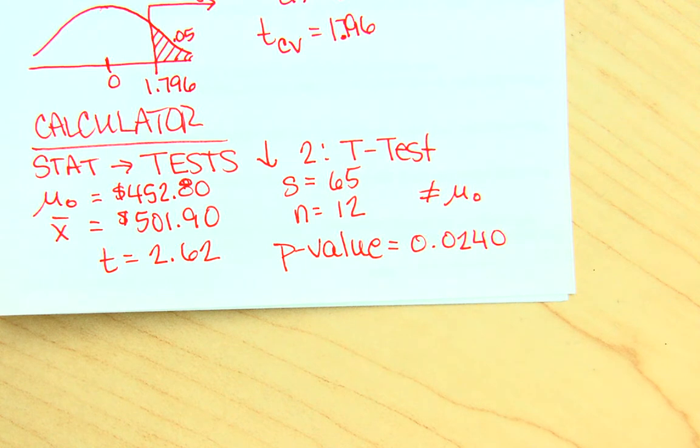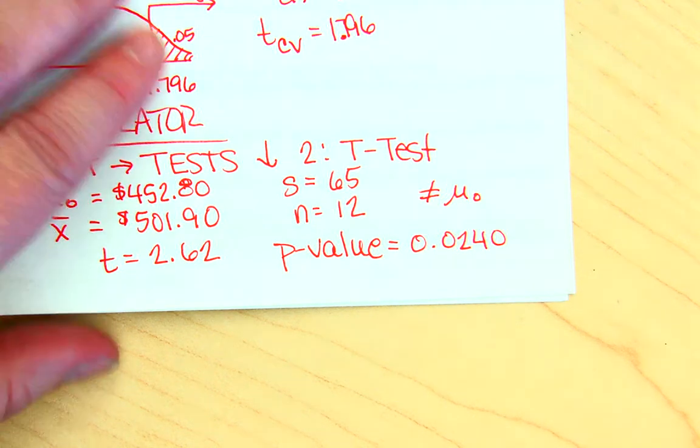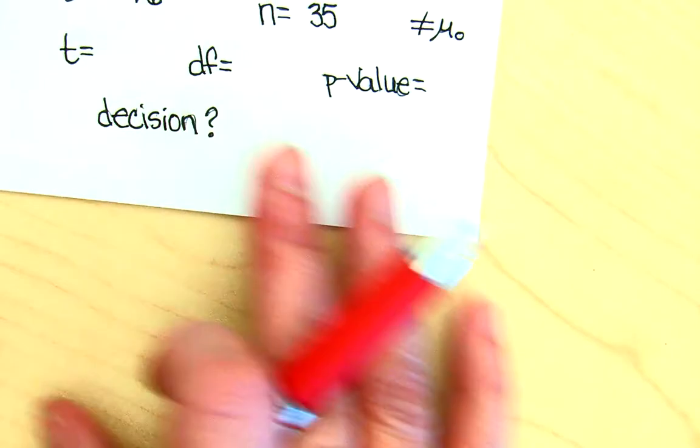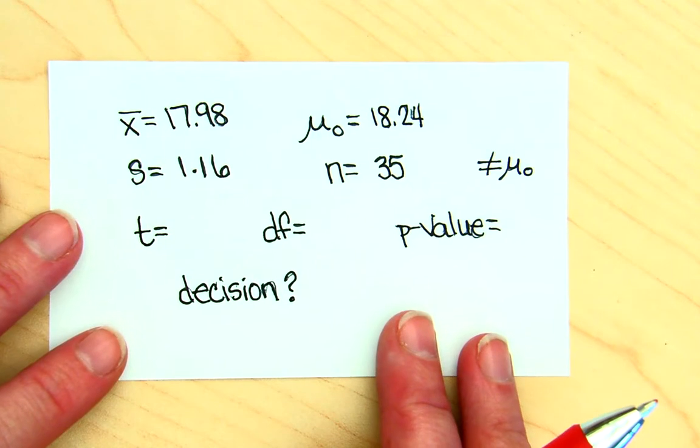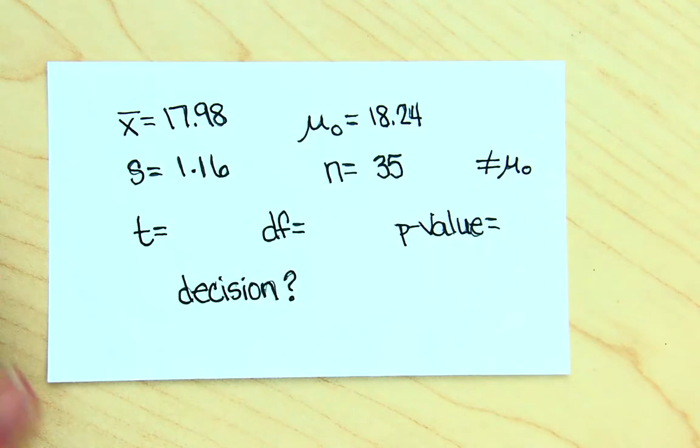Okay. We good? So, right. To get the p-value, we would have to do it on the calculator. Okay. For your exit ticket, I want you to see if you can do this one on your calculator. Just put it in your calculator. Give me what it tells you as your output.